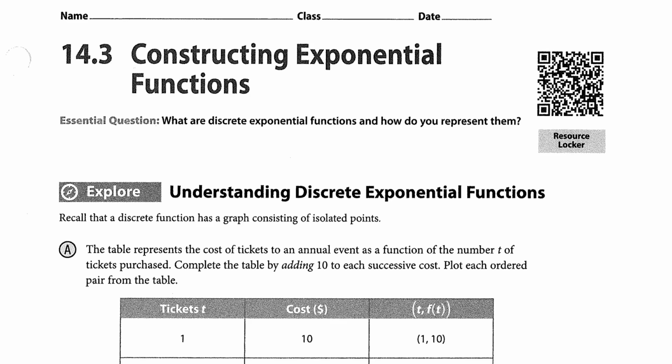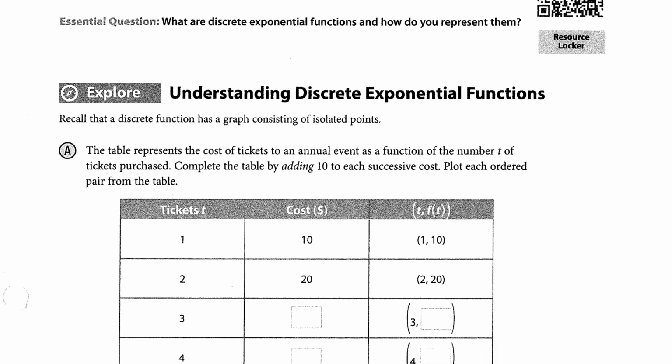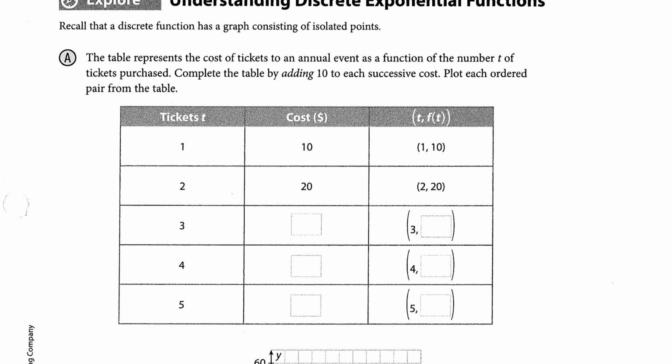Constructing exponential functions. Understanding discrete exponential functions. Recall that a discrete function has a graph consisting of isolated points. The table represents the cost of tickets at an annual event as a function of the number T of tickets purchased. Complete the table by adding 10 to each successive cost.